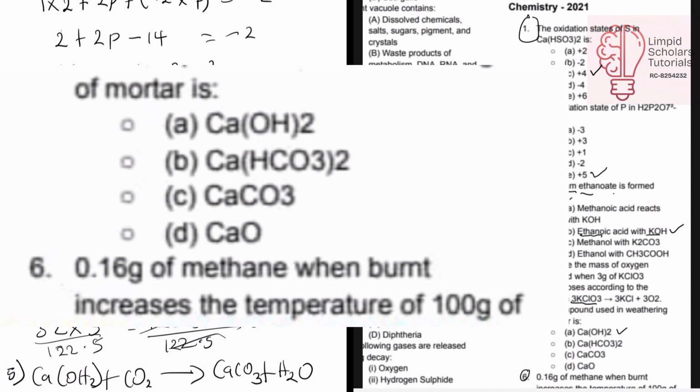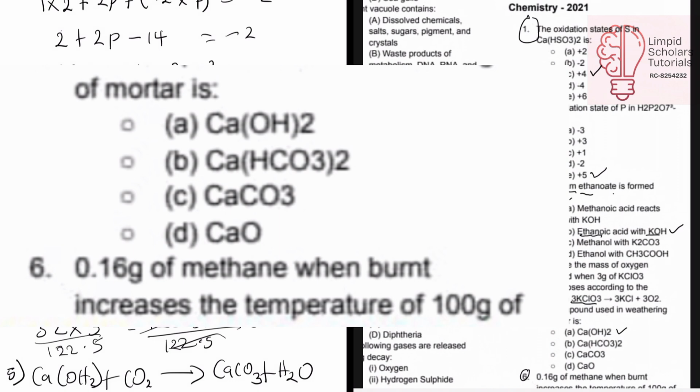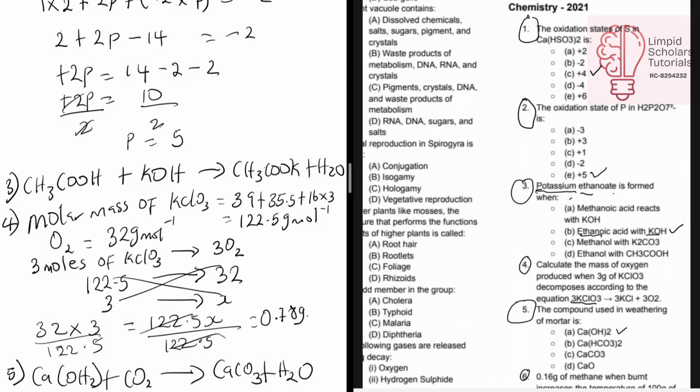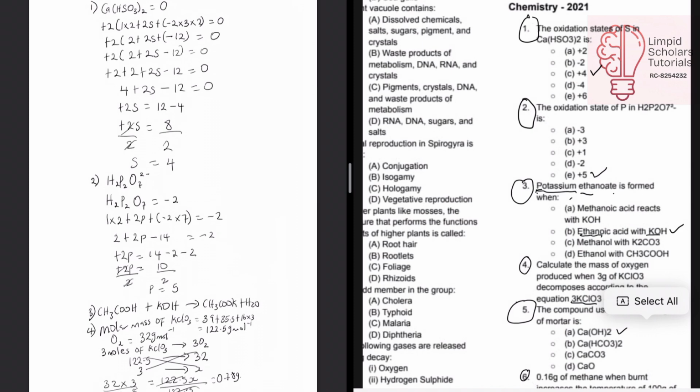0.6 gram of methane when burnt increases the temperature of 100 gram of... I think this page is not complete. Okay, let me just write out what we have. Let me change my page.